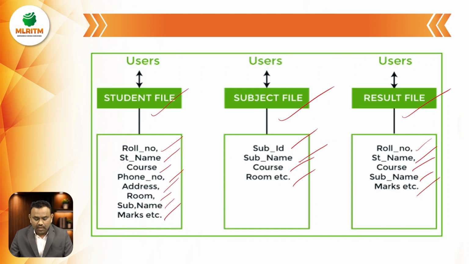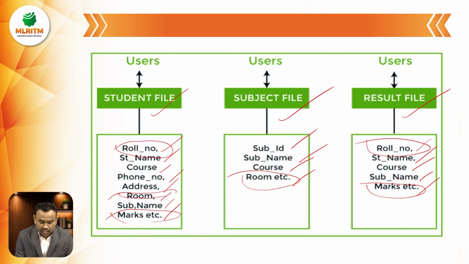But if we observe, a few common attributes are there in the three files. Assume that room number is common. Marks, and similarly roll number, is present in both the student file and the result file. Course is present in the student file and subject file, and in the result file also. Subject name is present in the student file and the result file also.